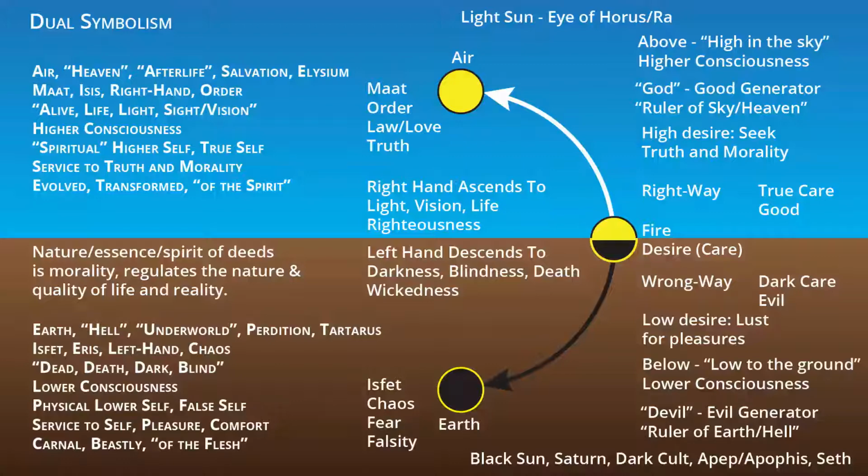So we have below, low to the ground, lower consciousness. Quote, devil as the evil generator and the ruler of earth and hell. That's why the devil is seen as the ruler of earth and hell. You understand how it's all symbolism? Then people take it literally. They say, the devil exists and the devil's the ruler of earth and earth is hell.